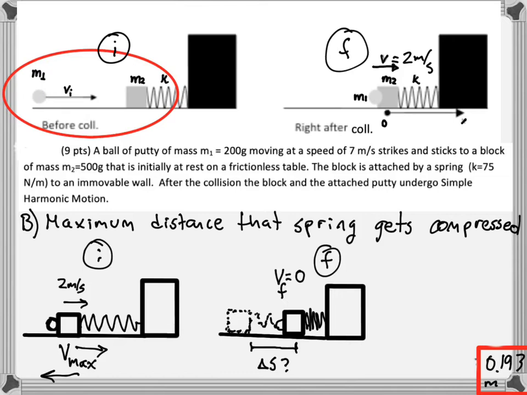which is using the fact that after the collision is over, we're dealing with simple harmonic motion. And in simple harmonic motion, the maximum speed that the object attached to the spring will have is when the object is going through its equilibrium position. So that tells us that the maximum speed that this block putty attached to the spring system will have is 2 meters per second. We already know what's the maximum speed that this oscillating system is going to have. Every time that mass goes through the equilibrium, either going to the right or to the left, it would have a speed of 2 meters per second.